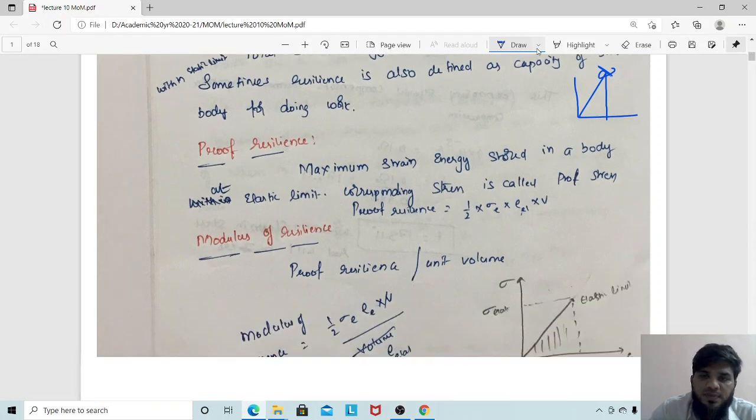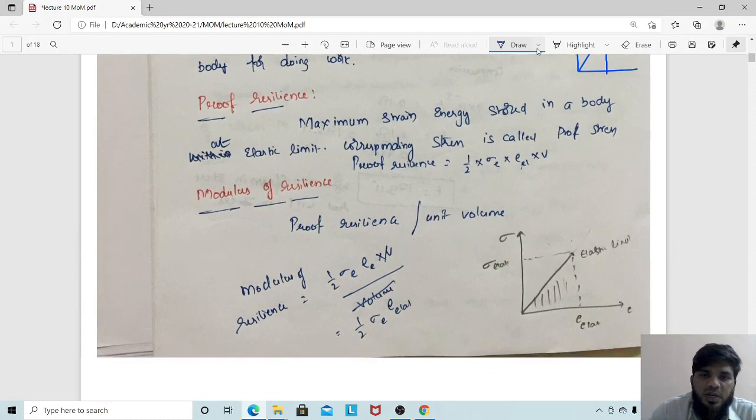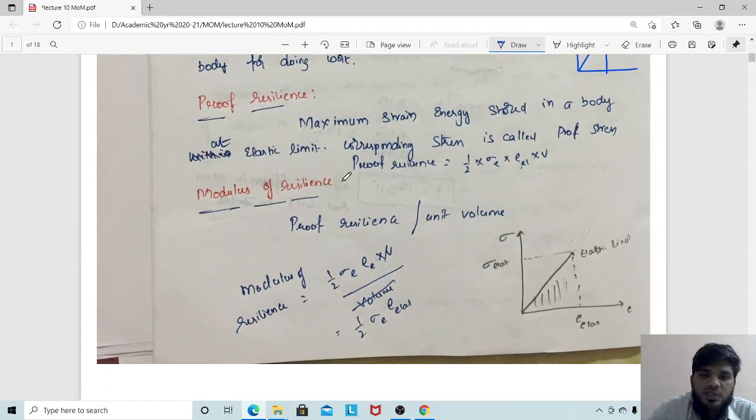Next is modulus of resilience. When I say modulus, you should divide it by unit volume. Proof resilience per unit volume is generally called modulus of resilience. So what is modulus of resilience? It is exactly the area under the stress and strain curve. Here, proof resilience we have seen is half into sigma into strain into volume. Sigma is nothing but the stress at elastic limit, strain at elastic limit, and the volume of the material.